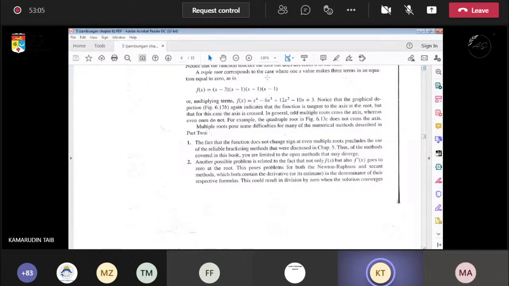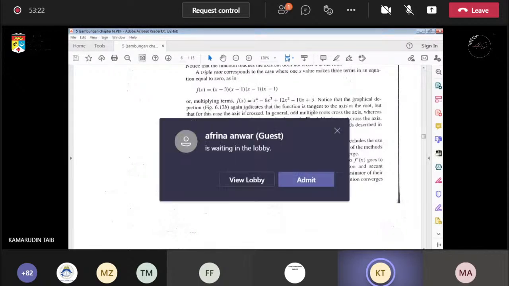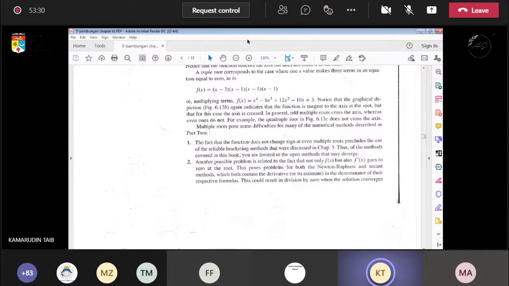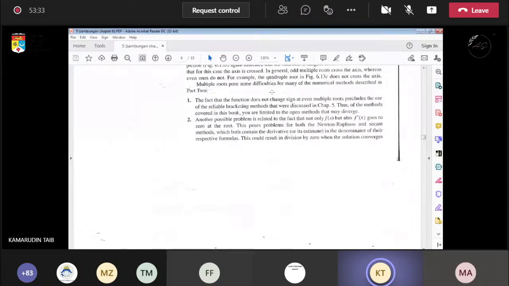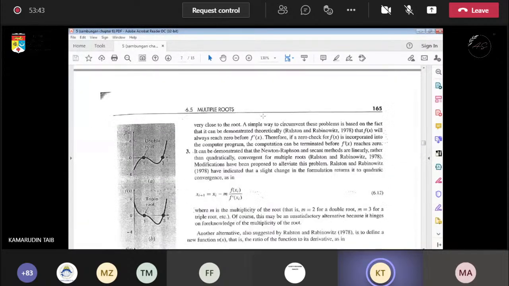Okay. A triple root corresponds to the case where one x value makes 3 terms in the equation equal to 0. For example, f(x) equal (x minus 3) times (x minus 1) times (x minus 1) times (x minus 1). Okay. So the root is x equivalent to 3 and x equivalent to 1, 3 times. Okay. So that's called triple root. Okay. Multiple roots pose some difficulty for many numerical methods. This is as described in part 2. The fact that the function does not change in sign. Okay.